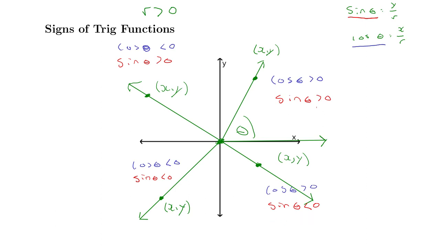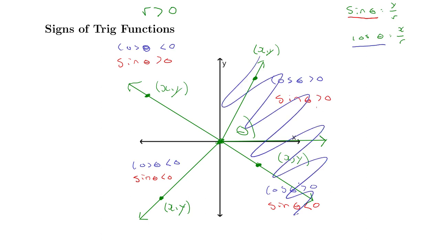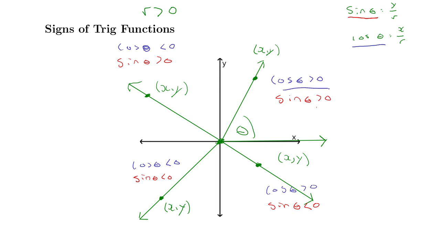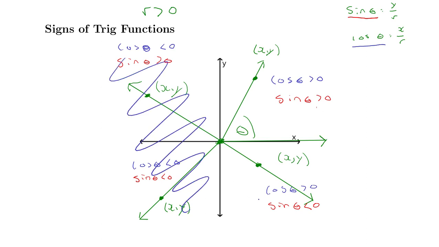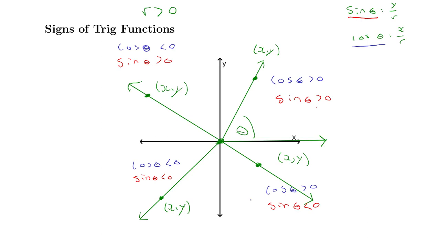For cosine, it's dependent on x, and so we look at horizontally where our point is. If we're over here somewhere, if we're on the right side, we have a positive x value. Cosine is positive, and cosine is positive. And over here, on the left side, we have a negative x value, so cosine is negative for both of those quadrants. So this only is telling us about these two functions, sine and cosine.